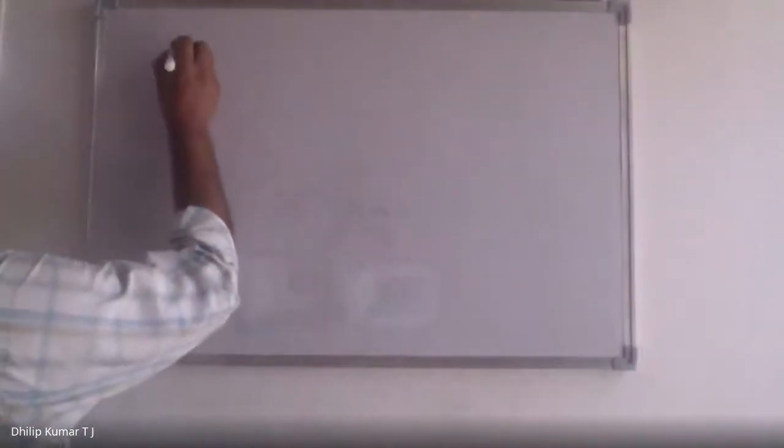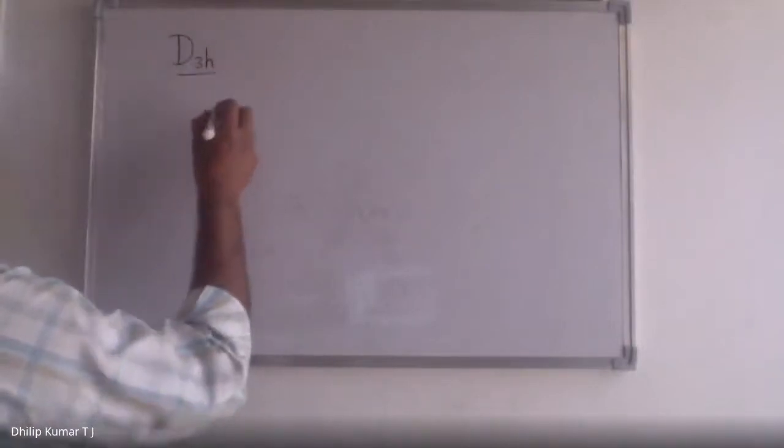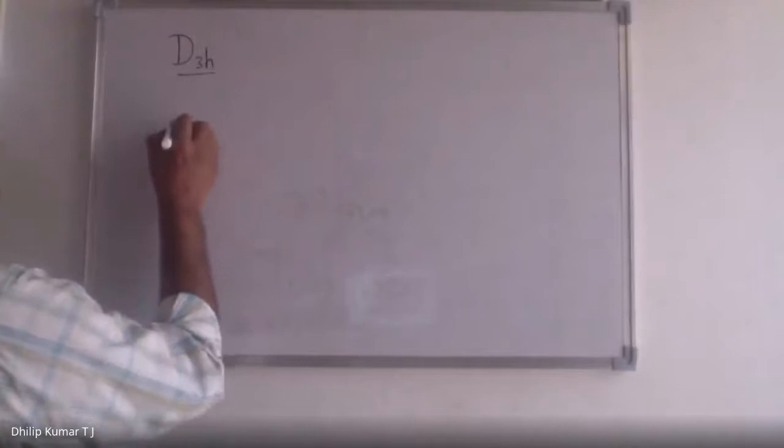So have you tried it? D3H. One of you or two people, I think, sent it by email. Yeah, I mean, I didn't see completely, but it's fine. I think somebody tried. Others also trying D3H point group. So D3H is BCl3.